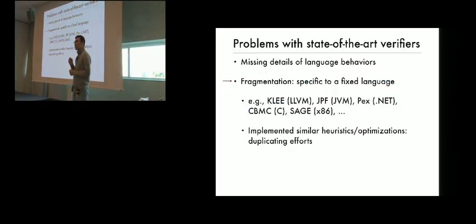The second problem is that many of these verification tools are specific to a fixed language. For example, we have all kinds of useful static analysis tools, but many of them are available just for a fixed language. So it's not easy to use one of these tools for another language. But actually, these tools implement very similar optimizations and heuristics because they share the same core functionalities, like how to prune the search spaces, how to have efficient data structures, or how to abstract the domains. All these things are re-implemented whenever they come up with new tools. And the question is how to reuse these efforts without duplicating them. So that's the second question.